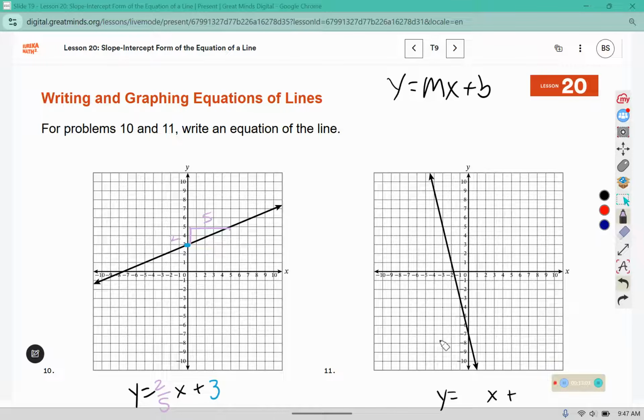And this one, the slope is negative because it's falling down as we move from left to right. Looks like there's a point here and a point here, so it goes down 4 and over 1. -4 divided by 1 is a slope of -4. And it crosses the y-axis down here at -7. So instead of it saying plus -7, we can rewrite it as y equals -4x minus 7.